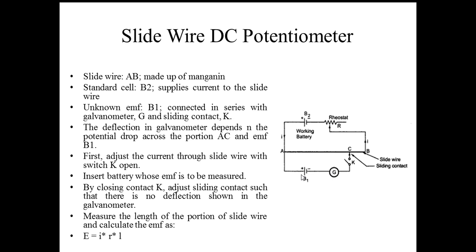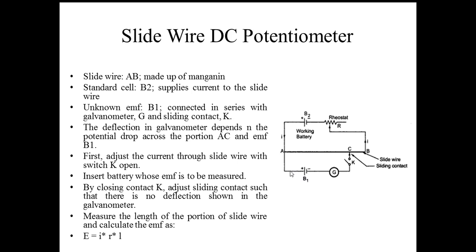So whenever your B1 is connected, the current that was flowing across this starts flowing into this circuit, as a means of which some current would be flowing across this resistive manganese slide wire. So the unknown EMF across your B1 battery would become I into R into L. L is nothing but the length of your slide wire here, AC, and R is the resistance of your slide wire.